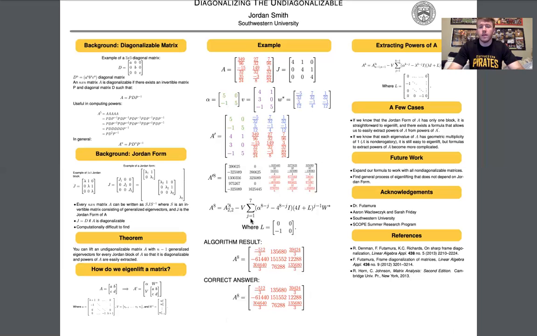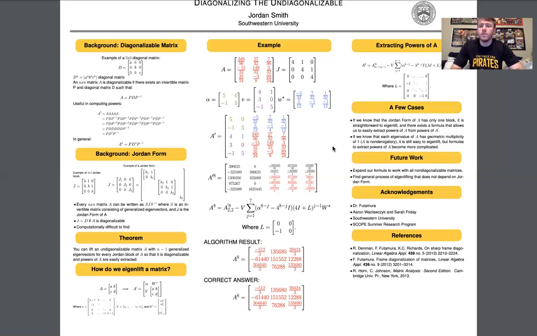You might also want to look at A prime and see if the eigenvalues of A are still within A prime. But I'm here to tell you that they are. If you want to check me, you can. So we know that this works for a few cases. If we know that the Jordan form of A has only one block, like in our example here, it is straightforward to eigenlift, and there exists a formula that allows us to easily extract powers of A from A prime, which is what we just did.